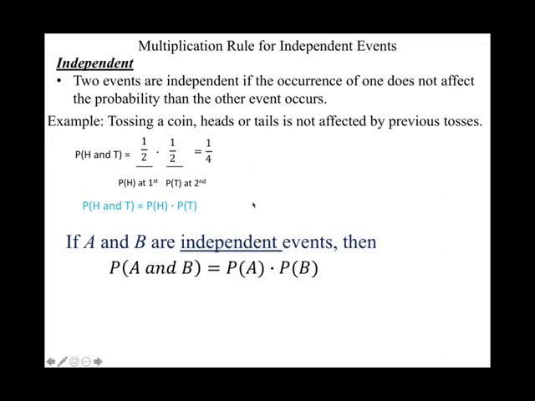So if you know that A and B, these two events, are independent, then you could just apply this formula. The multiplication rule will become probability of A and B equals probability of A times probability of B.